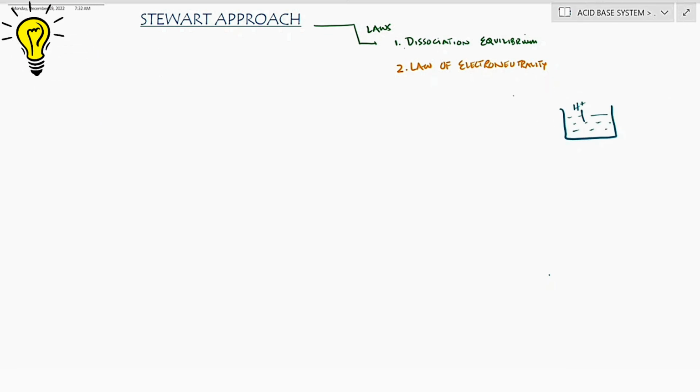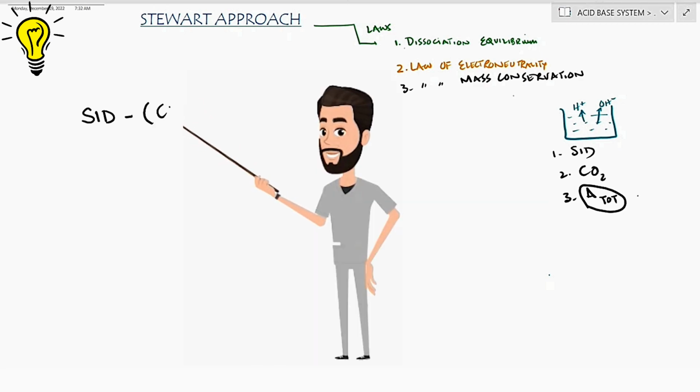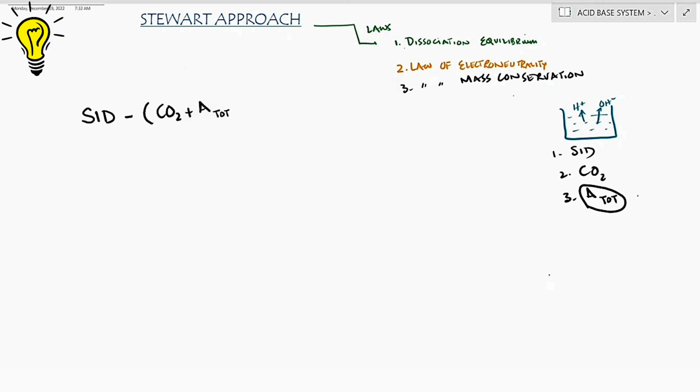The third is weak acids. So the weak acids, mainly the albumin and the phosphates, remain constant under the law of mass conservation. So overall, where traditional approach revolved around the Henderson-Hasselbalch equation, the Stewart approach relies on this equation. So the strong ion difference minus the sum of carbon dioxide and total weak acids must be 0. If the sum is in minus, it is acidosis. If the sum is positive, it is alkalosis.